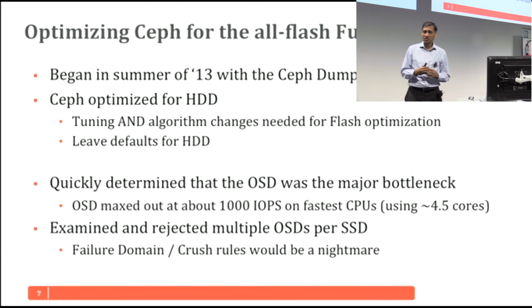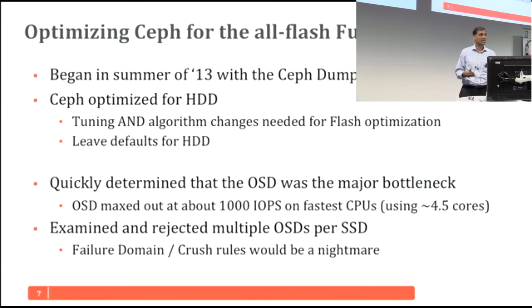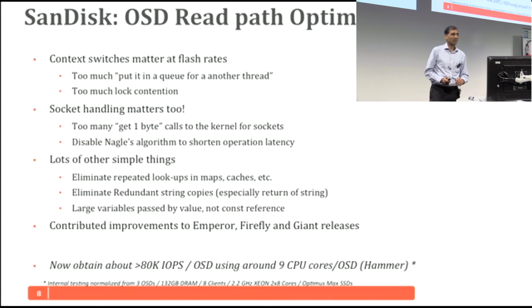So we thought about using more OSDs, but we quickly moved away from that idea. Not just because it is not optimal, but managing the failure domain or the CRUSH rules is going to be a nightmare. You will not like it, and it is going to be very hard to manage. So in the interest of the usability and the manageability of the solution, we quickly moved away from that idea. So we started working on enhancing the data path, primarily focused on the reads around the time.